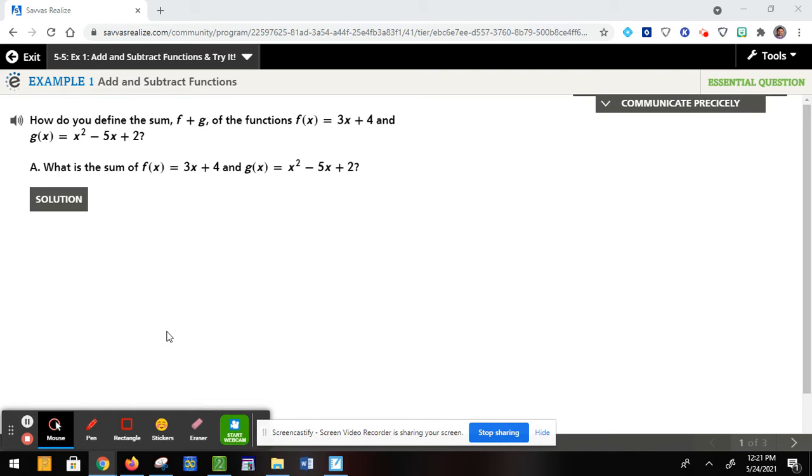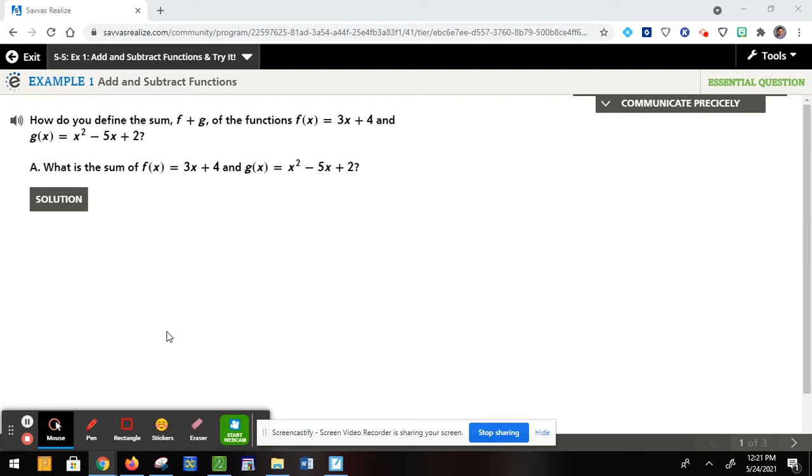Welcome to lesson 5.5. We are going to be doing function operations. So you know what operations are, right? The add, subtract, multiply, divide, right? And you've certainly done them with numbers and even with variables, right? Now we're going to be looking at doing those operations with entire functions.